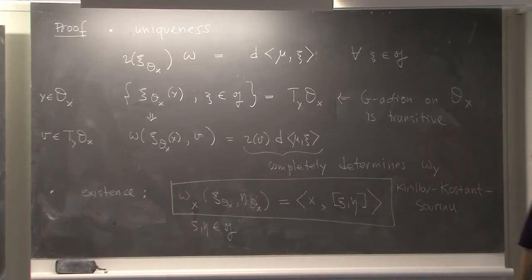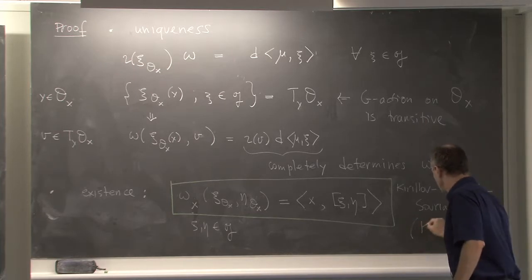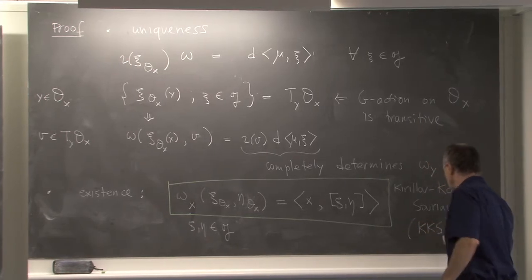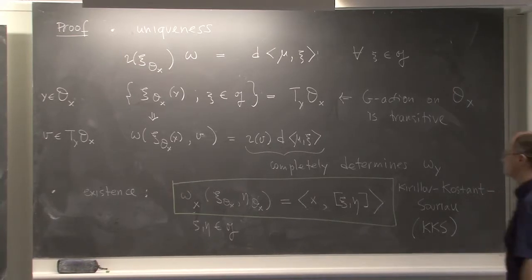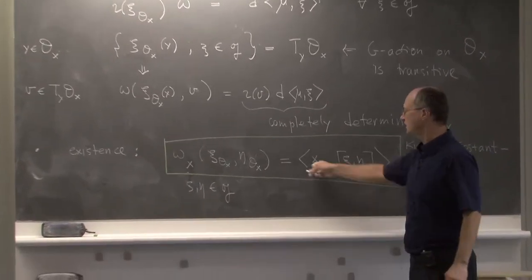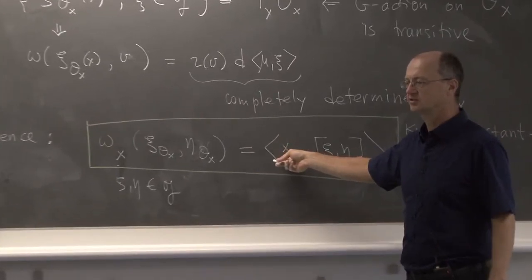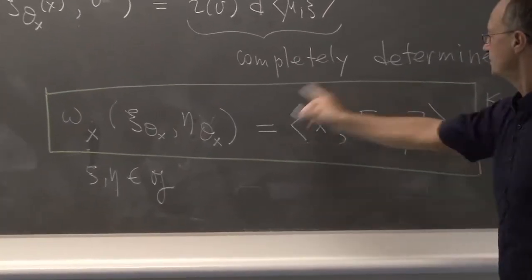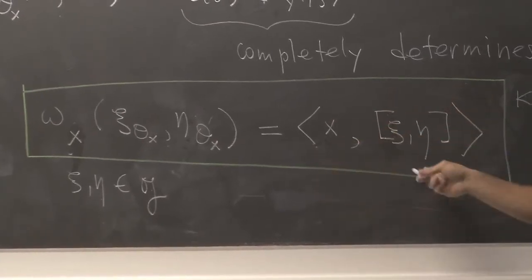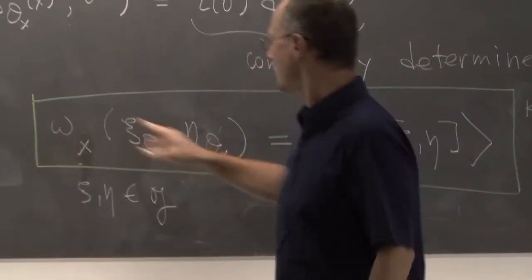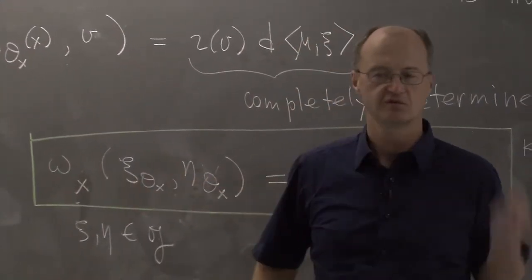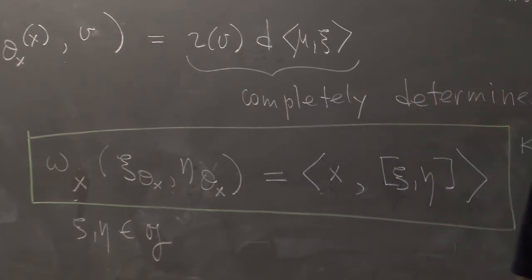It goes under the name of Kirillov-Kostant-Souriau 2-form, or people often write KKS. So KKS stands for this beautiful formula. From these three pieces of data, two elements of your Lie algebra and an element of the dual, you build a nice combination which gives you a number. And this is the value of omega on these two vectors coming from fundamental vector fields.